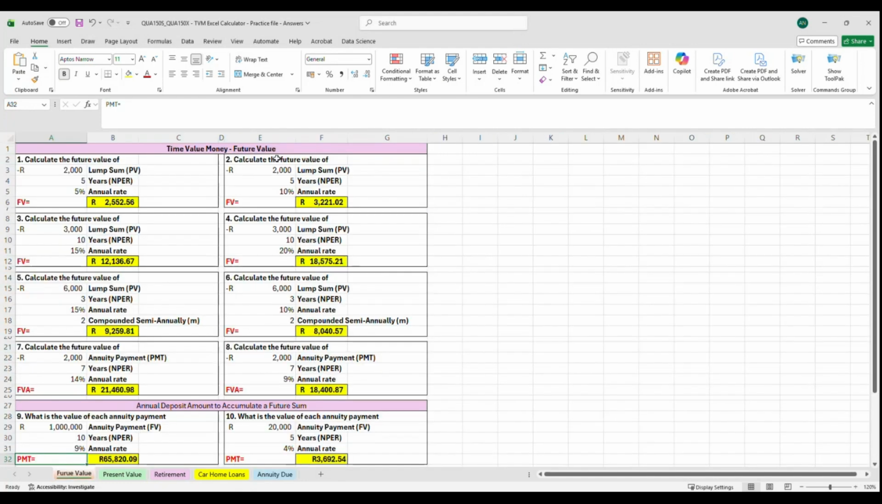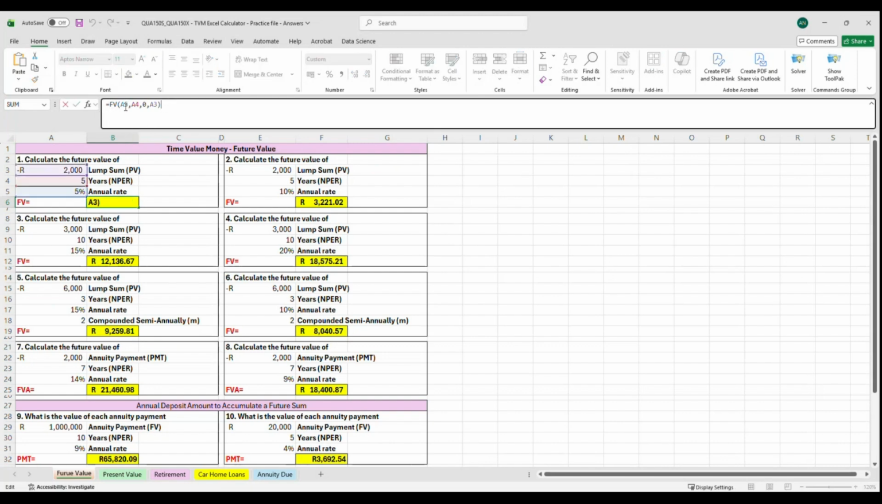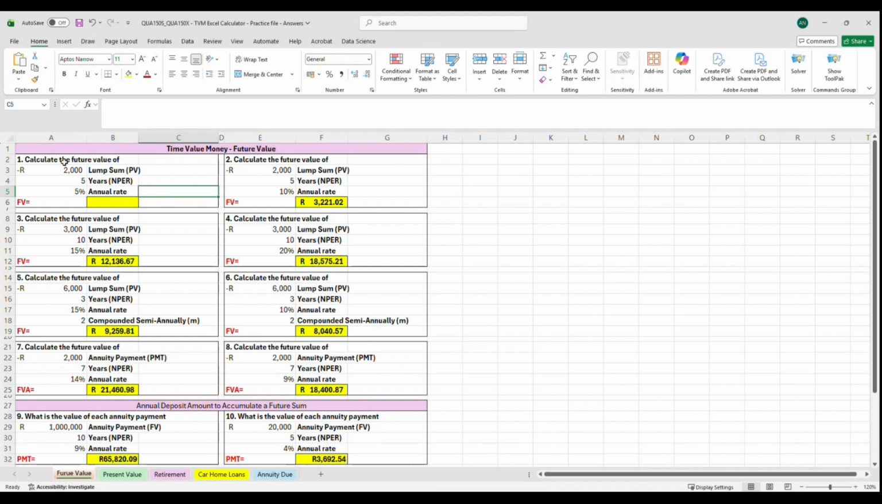The first one is future value, and if you click on this, this is the formula for future value. It's showing us on Excel. If you just do FV, I'm just gonna start this formula on this first one. For numbers 1, 2, 3, and 4, you actually use the same formula. The only difference is just the numbers, but all of these have the same formula.